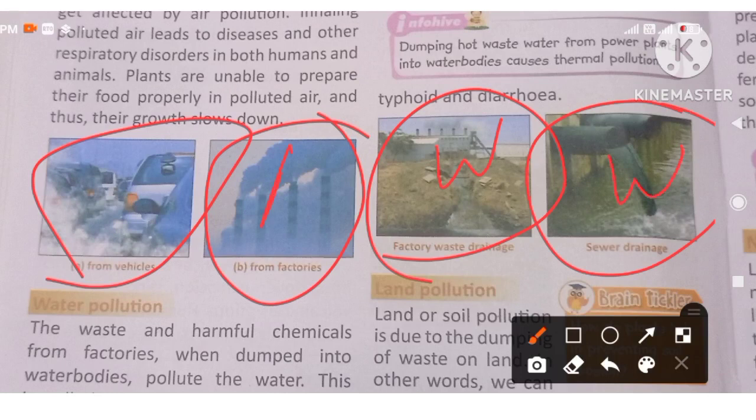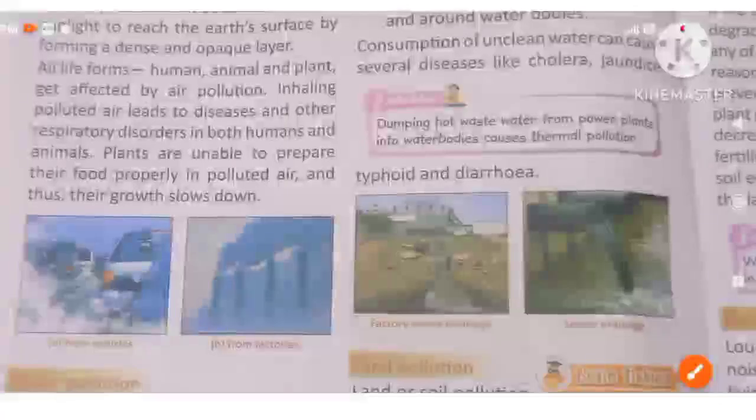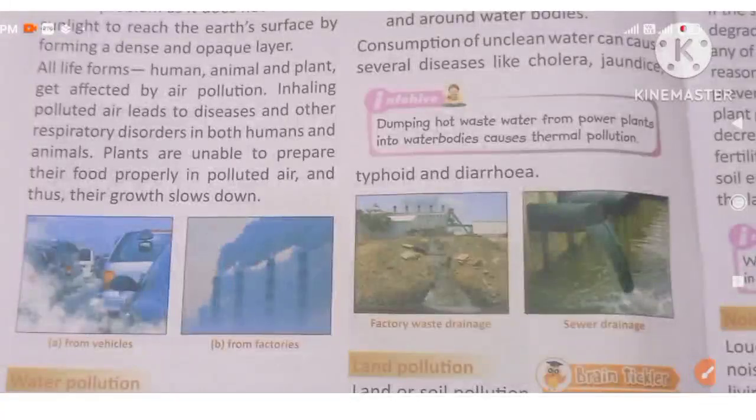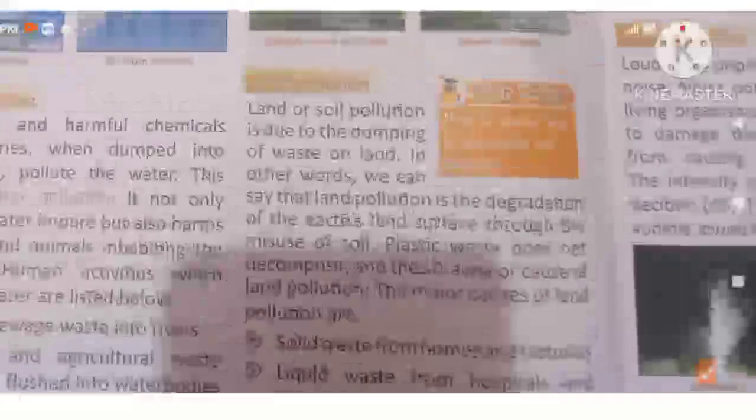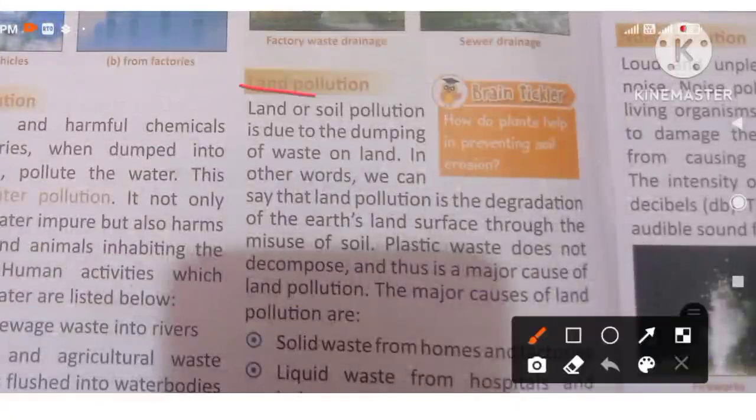First two are air pollutants and second two are water pollutants. Now we will start with the cause of water pollution, which also causes diseases like jaundice, typhoid and diarrhea. Next point: land pollution. Land or soil pollution is due to the dumping of waste on land.